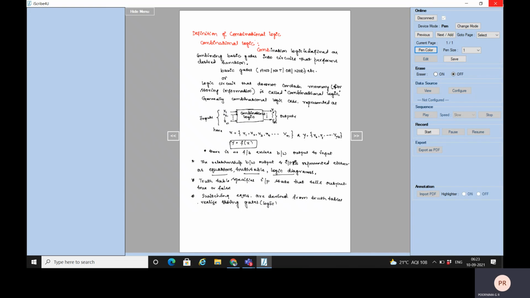Sometimes it need not be equation or truth table or logic diagram. Sometimes the combinational circuit may also be represented in the form of statements too. So in such cases, how do we do the complete conversion process? That is what we will be discussing next.